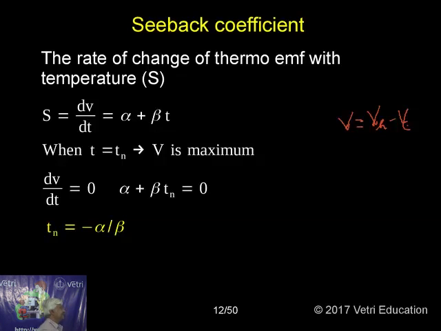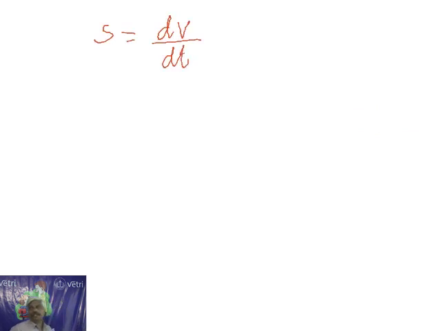That is given in the slide. Then what is called the Seebeck coefficient? The Seebeck coefficient is nothing but the rate of change of thermo EMF. In our 12th standard book, we do not have the Seebeck coefficient. We have only the Peltier and Thomson coefficients. So the rate of change of thermo EMF will give the Seebeck coefficient. That is the thing we have to understand.